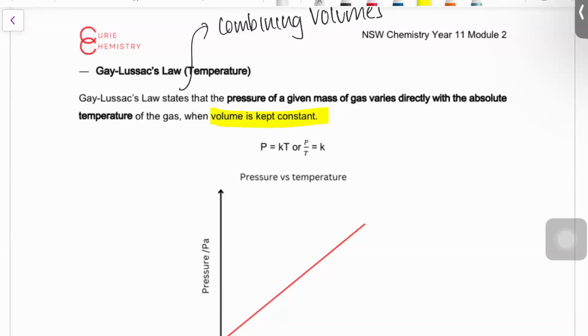So Gay-Lussac's law says this: at constant volume, the pressure of a gas varies directly with its absolute temperature. So in one simple sentence, Gay-Lussac's law states that at constant volume, the pressure of a gas varies directly with its absolute temperature. Now let's break down this definition.